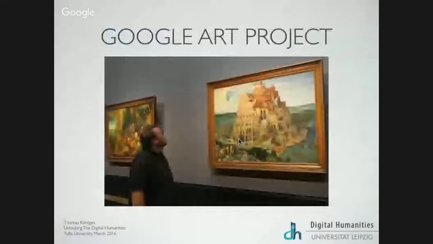But it's not only about questions like this, it's also about how you experience images and how you experience art. This is one of my favorite paintings. I'm a language researcher, so the Tower of Babel is quite an important one for me. And I was quite impressed when I saw it in Vienna. But not everybody can go to Vienna.